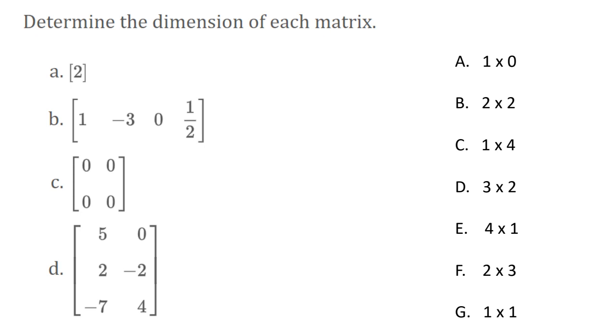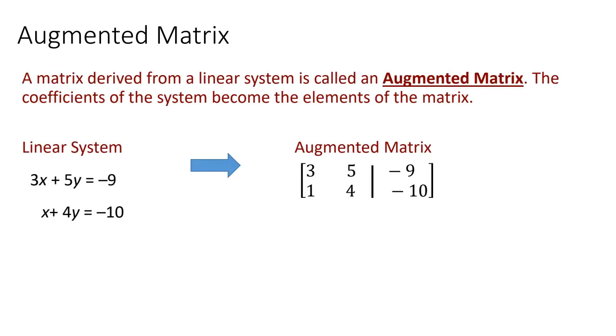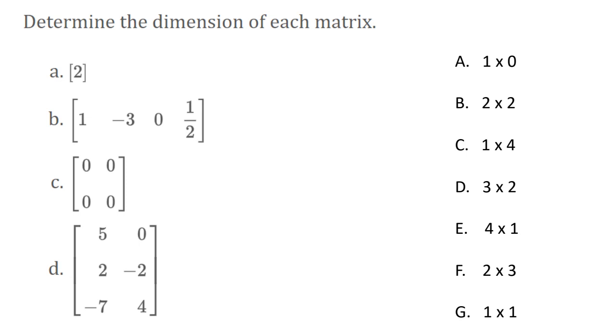So the answer for this one would be G, right? This one right here, G, 1 by 1. Let's look at B. Here, let's put lines so we make sure that we know that. So A is going to be G here. This is a one by one matrix. All right, what about this B?